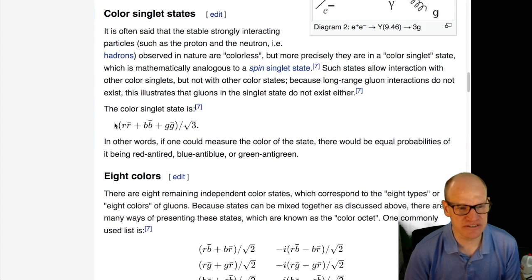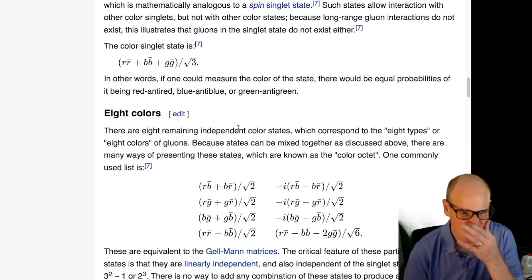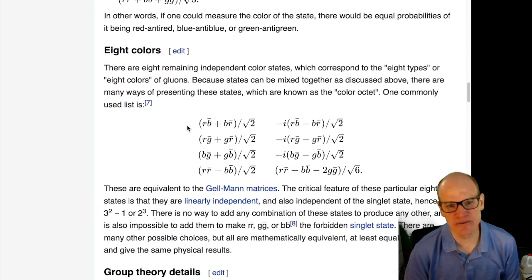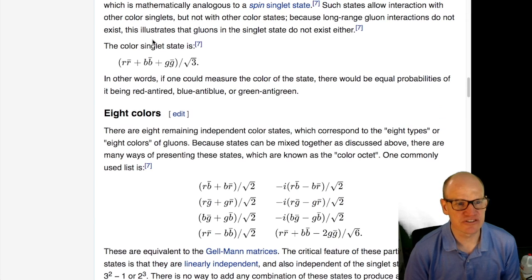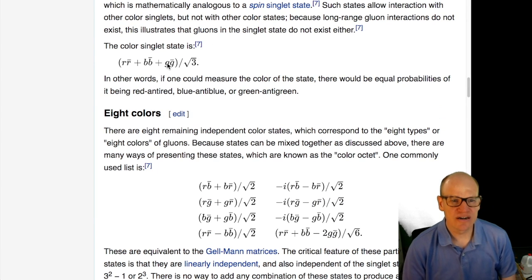Okay, here's a color singlet state: red, anti-red, blue, anti-blue, green, anti-green, over root 3. And that gives you these 8 colors. Oh, there we go, that's the one that I just mentioned right here. The 8 remaining independent color states correspond to the 8 types of color gluons. So this color singlet state, what does this mean?